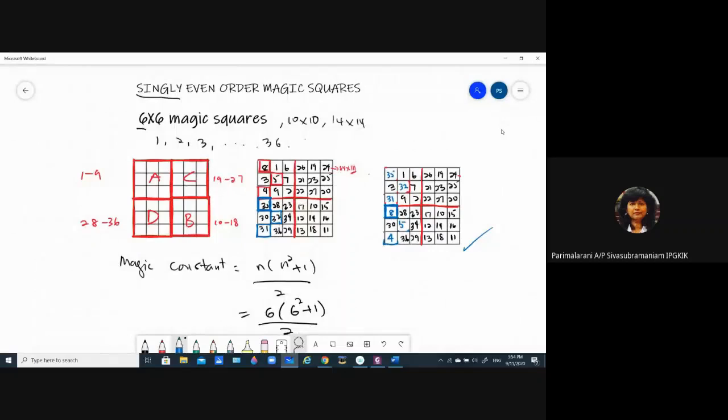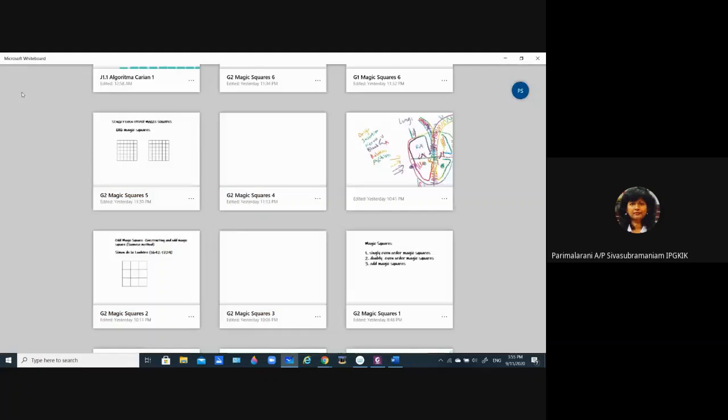So in your RMK, they want you to know about 4 by 4, 6 by 6, and 8 by 8. Okay, these 3 you need to know, and you also need to know odd magic squares, n by n, where n is an odd number. So 3 by 3 or 5 by 5 or 7 by 7. So you need to know how to fill these magic squares. So before you fill the magic squares, find the magic constant first, fill in the numbers using any of the methods you have learned today, and then make sure you check every single row, column, and diagonal. Okay, so we are finished with singly even order magic squares.